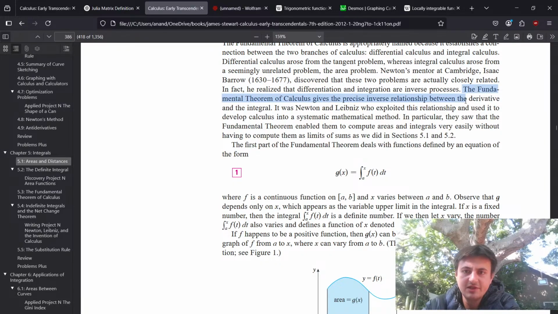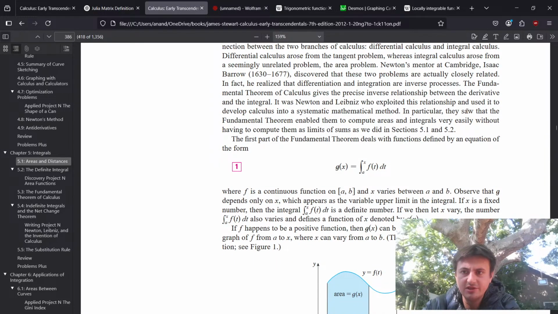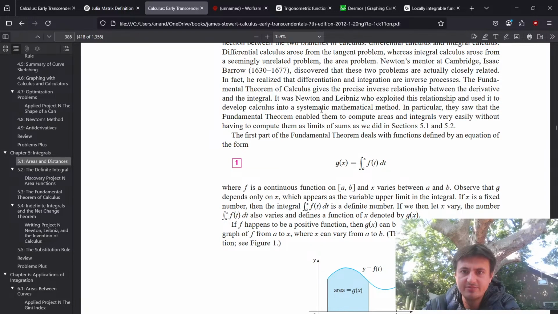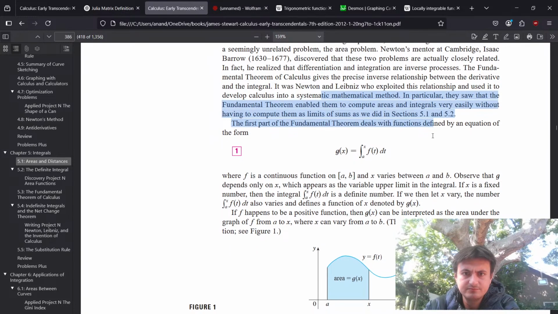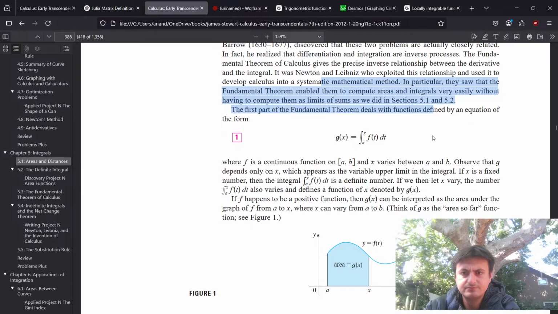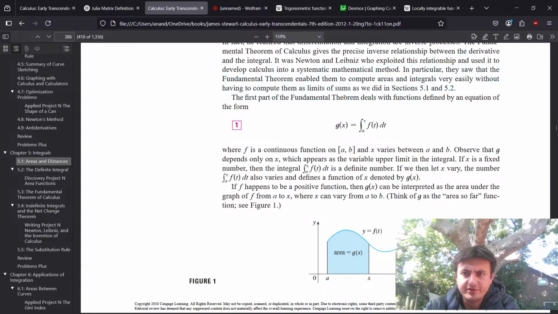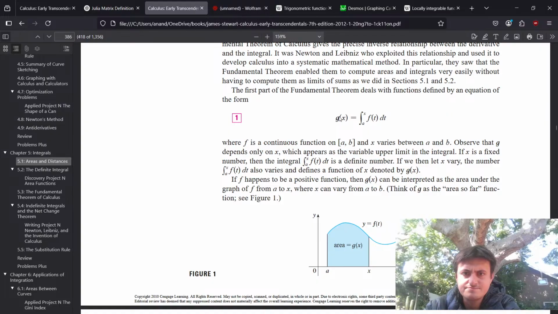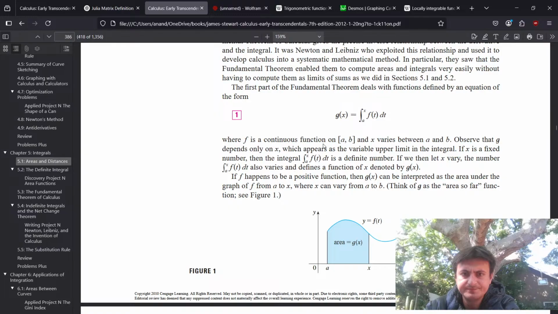The FTC gives the precise inverse relationship between the derivative and the integral. It was Newton and Leibniz who exploited this relationship and used it to develop calculus into a systematic mathematical method. In particular, they saw that the fundamental theorem enabled them to compute areas and integrals very easily without having to compute them as limits of sums. The first part of the fundamental theorem deals with functions defined by an equation of the form g of x equals the integral from a to x of f of t dt, where f is a continuous function on [a, b], and x varies between a and b.